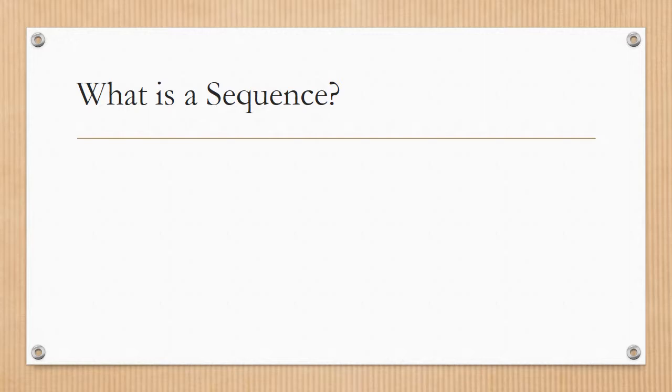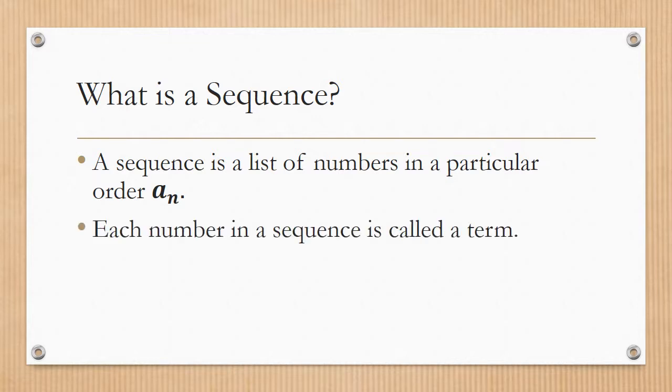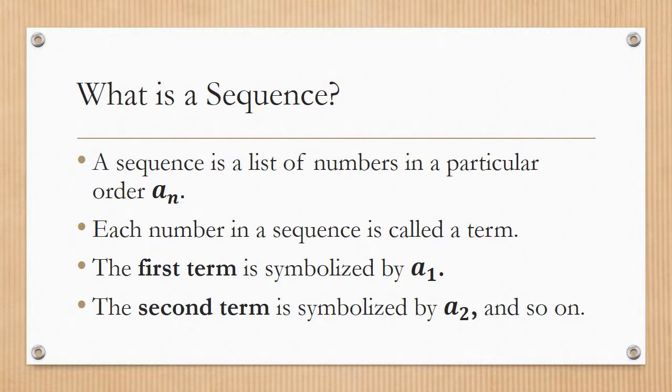Let's start by defining the word sequence. A sequence is a list of numbers in a particular order, and most of the time you will see a sequence named or called by a sub n. Each number in a sequence is called a term. The first term in a sequence is symbolized by a sub 1. The second term is symbolized by a sub 2, and so on.